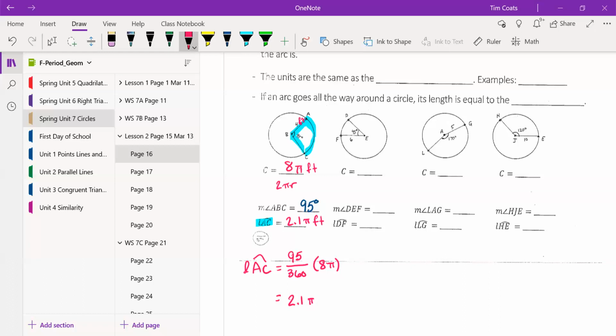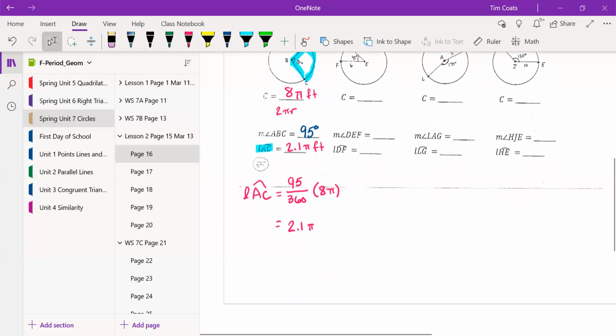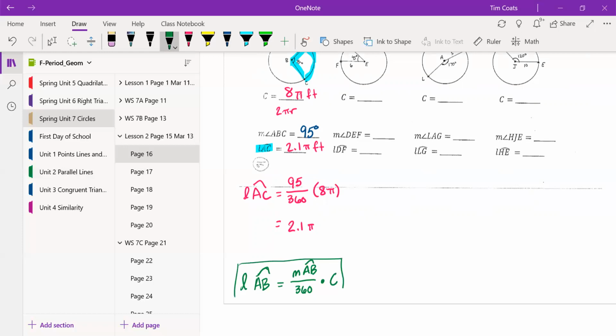Okay. And so if you're looking to come up with a formula, the formula is the length of whatever arc. So if we say AB, the length of arc AB is equal to the measure of AB, so the angle, over 360 times the circumference. This would be the formula we could use, where AB could change out to any arc we're talking about.